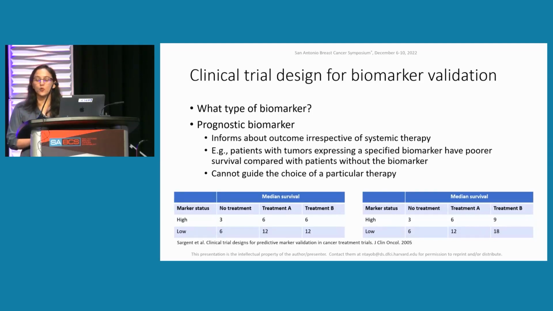In both of these cases, we have a prognostic biomarker whereby patients with marker high status have poorer survival. But in the table on the left, well, it's my left, there's basically no difference between treatment A and treatment B. In the table on the right, there is a difference between treatment A and treatment B, but the hazard ratio comparing treatment A or treatment B to no treatment is the same. So a prognostic biomarker cannot tell you which treatment is better for a particular patient with this biomarker.